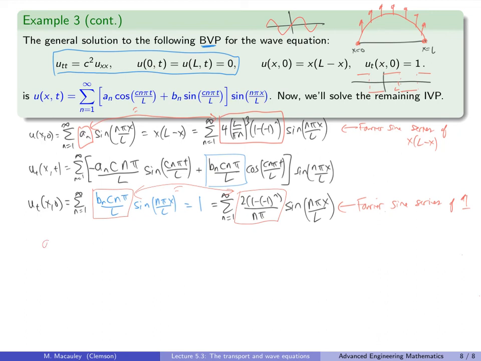So now we know that, let's just write down both of these, a_n is equal to 4 times L over n pi cubed times 1 minus negative 1 to the n. And b_n equals this guy. Then we have to multiply by L and divide by c n pi. So b_n is 2L times 1 minus negative 1 to the n. And now we have to divide by c n squared pi squared. Okay, so now we have our final solution.